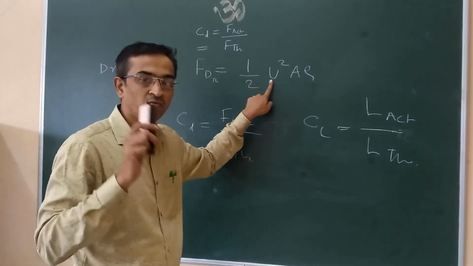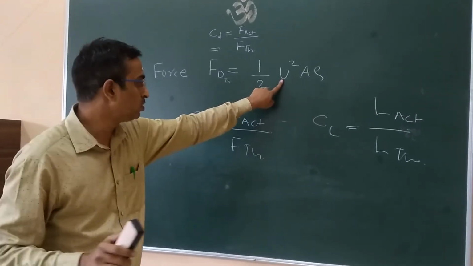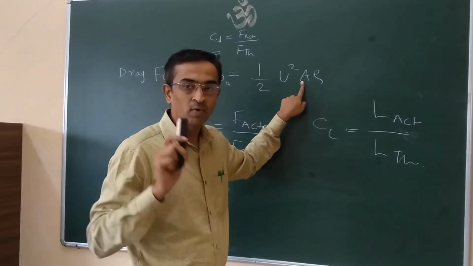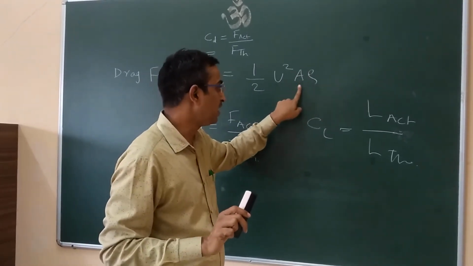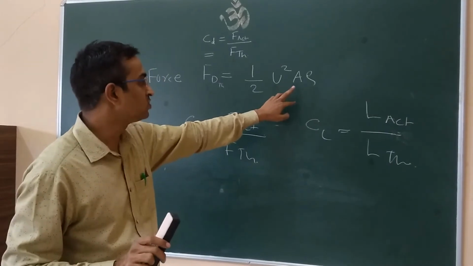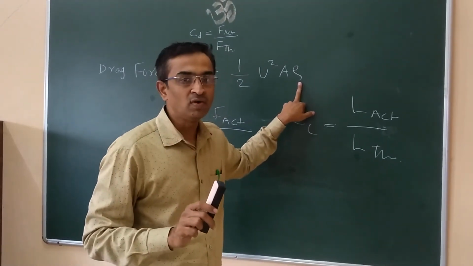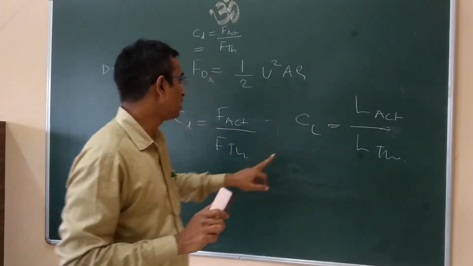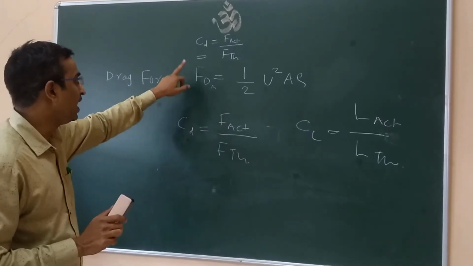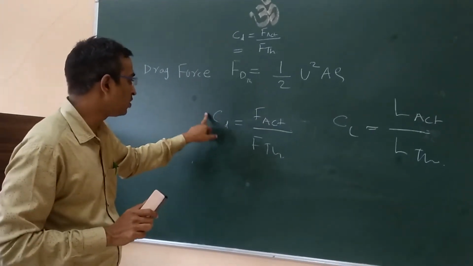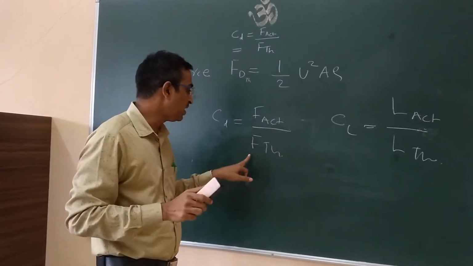U is nothing but the wind velocity, which is going to be measured with the help of the anemometer. A is the projected area on which air is striking, in meter square. Rho is the wind density, and that is 1.15 kg per meter cube. By using these values we can calculate F theoretical, and then F actual, meaning whatever drag we received from that machine, divided by F theoretical.